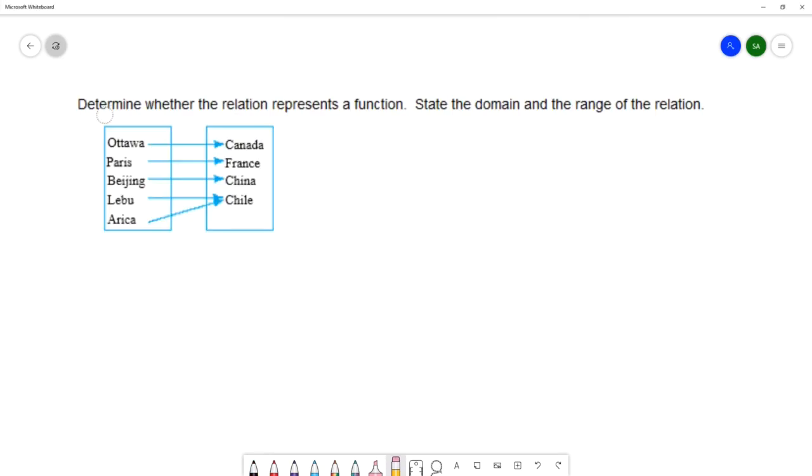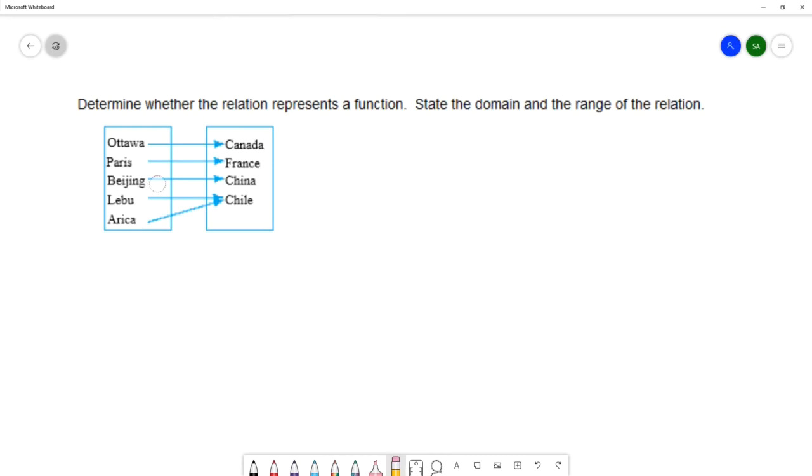For this question, we want to determine whether the relation represents a function. State the domain and the range of the relation. So typically with these type of problems, we're dealing with sets of ordered pairs. But this was presented to us in a table format. So in this first box, we have a list of items, and then we have arrows drawn to a second box. So this is showing us the correspondence between these two items.